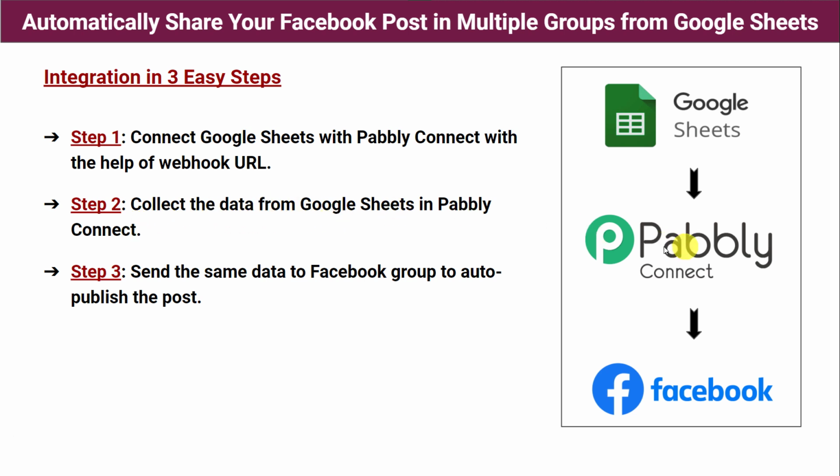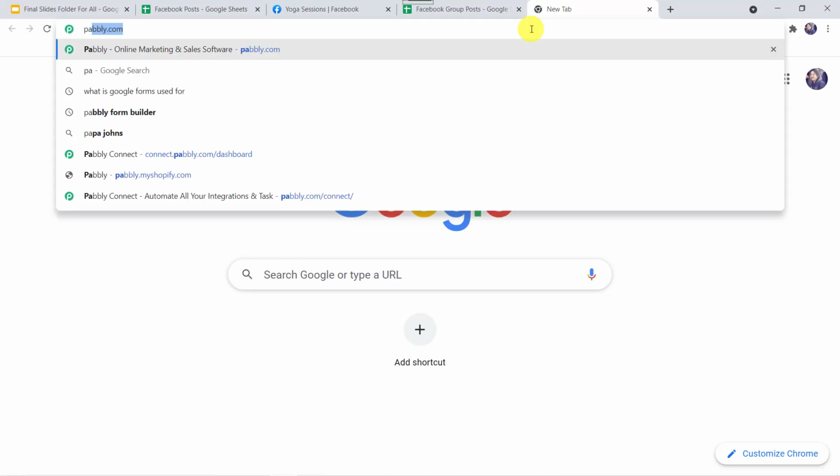At step 2, collect the data from Google Sheets in Pabbly Connect. So at step 2, Pabbly Connect will capture the data from Google Sheets. Whatever the data is there in my Google Sheet, Pabbly Connect will capture it. At step 3, send the same data to the Facebook group to auto-publish the post. Whatever data Pabbly Connect has captured from Google Sheets, the same data will be sent to the Facebook groups and automatically a post will be published. So here we are creating an integration between Google Sheets and Facebook using Pabbly Connect. So let us learn the integration process now. Let us type pabbly.com in our browser.